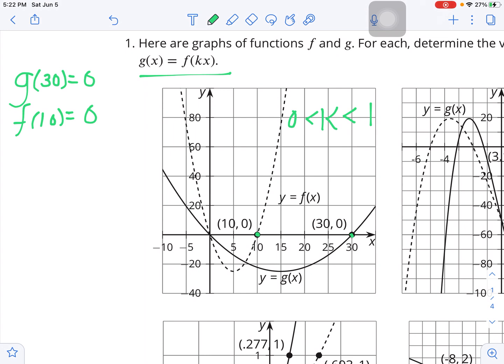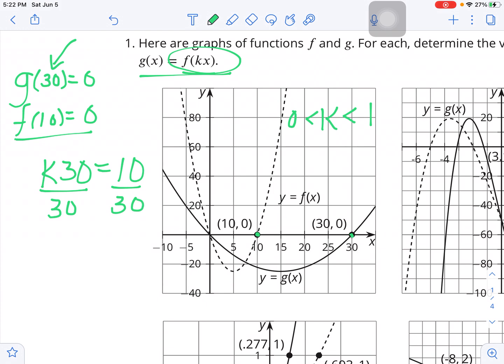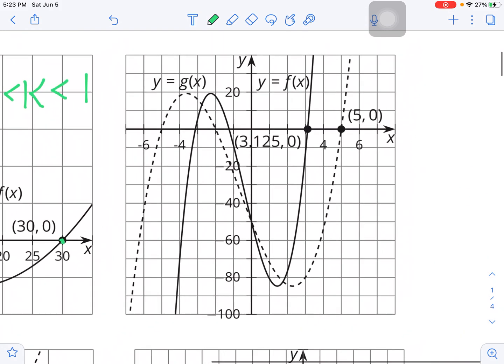So that's telling me that k times 30 has to equal 10. In order for me to get 0 out of my function f, I need a 10 in there. So if I put 30 in for x in g, I need to use a scale factor then in my function f of x of 1/3, because then I will get 10, and the output is 0 for my function f. So our scale factor here for this one is 1/3. Let's go to the next one.